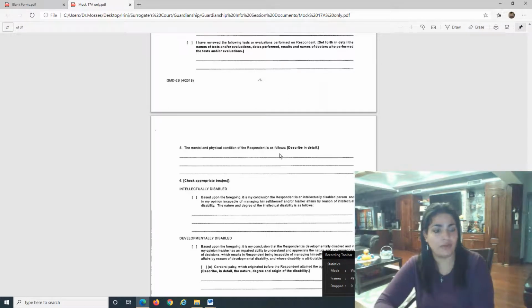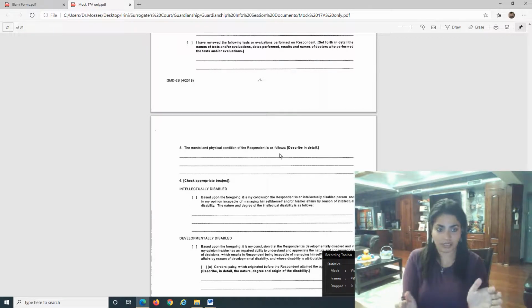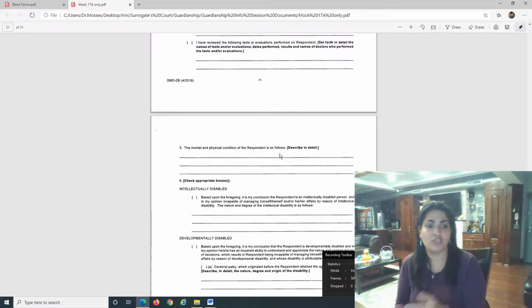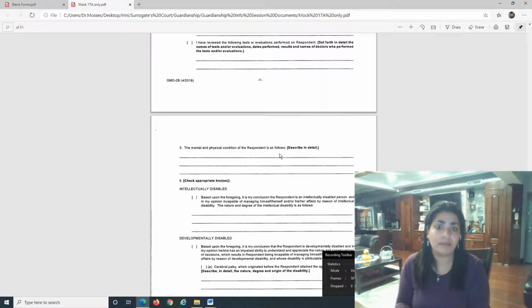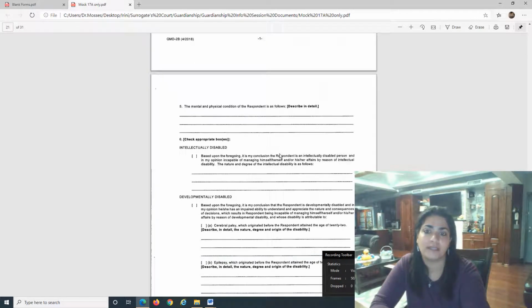Don't forget, the ultimate goal of 17A is you're asking the court to take away somebody's rights from now until the end of time. So if we're taking away somebody's rights from now until forever, then we need to make sure that the documentation warrants such an extreme measure. So everything has to be filled out properly and completely.